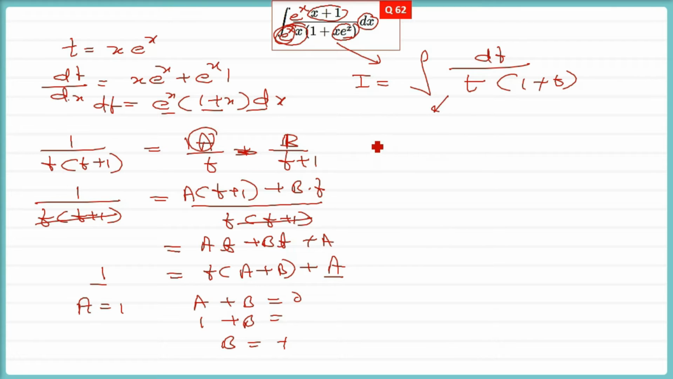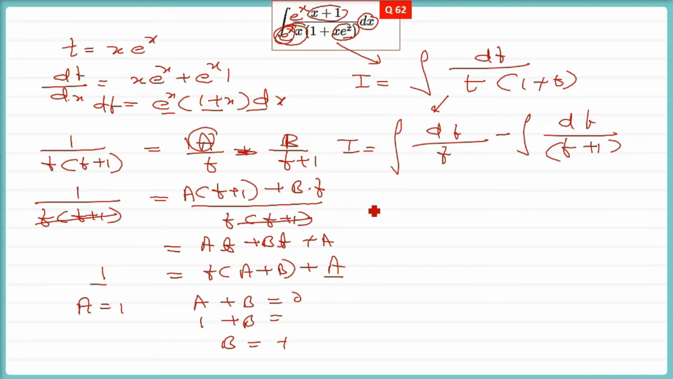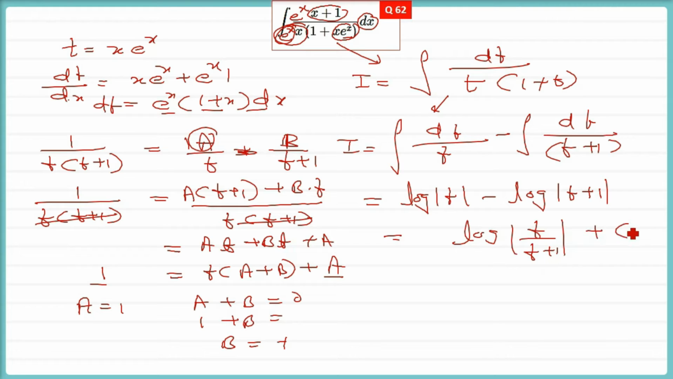And when we integrate this, I will be equal to integration of dt divided by t, and since b is negative 1, I'm taking the negative outside, integration of dt divided by (1 plus t) or (t plus 1). Now this will give you log modulus of t, and this will give you log modulus of (1 plus t) or (t plus 1). This will become log of t divided by (t plus 1) plus a constant of integration.